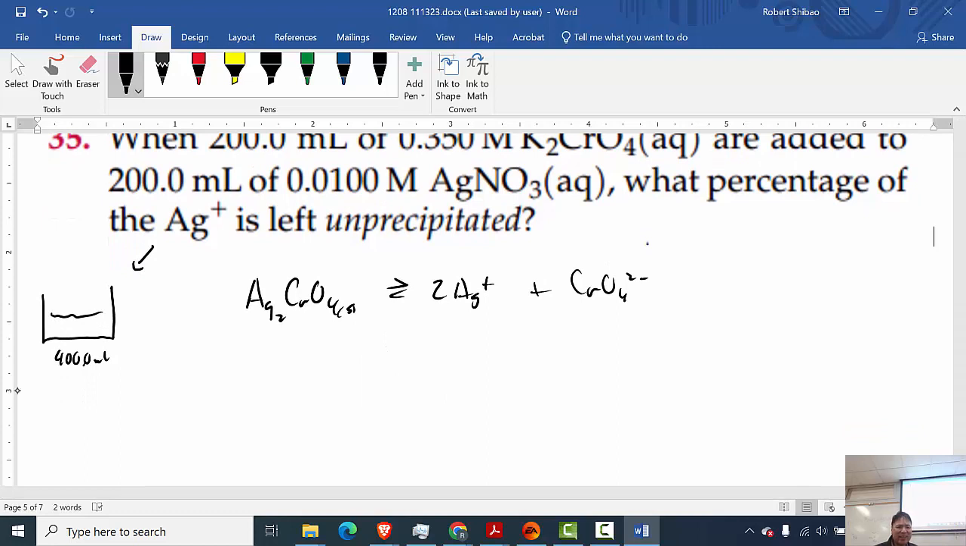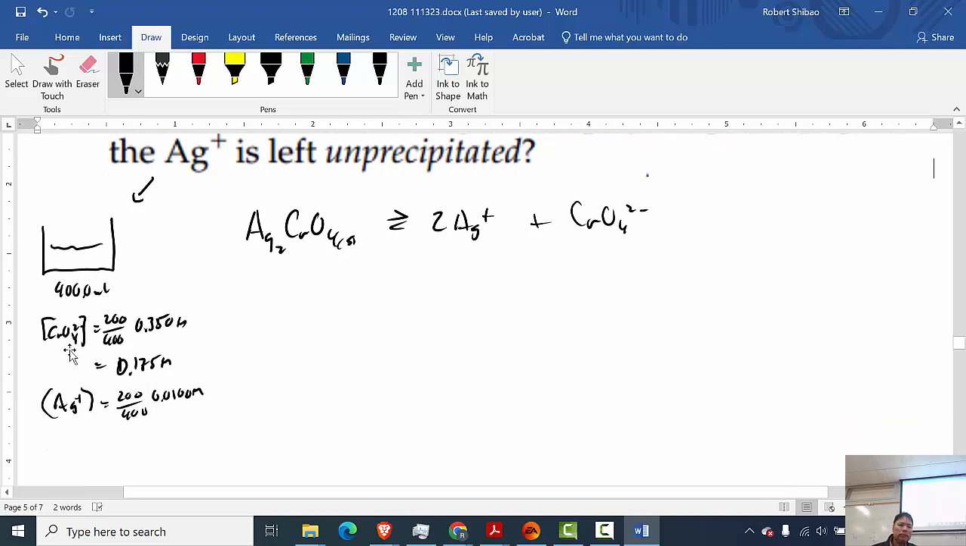And then let's figure out the chromate. The chromate concentration is going to be, well, it's a 200 to 400 dilution of 0.350 molar. So half of that is 0.175. So I get 0.175 molar chromate. And the silver concentration is going to be a 200 to 400 dilution of 0.0100 molar, which is going to give me 0.00500 molar.